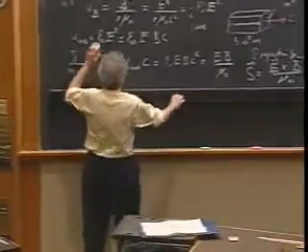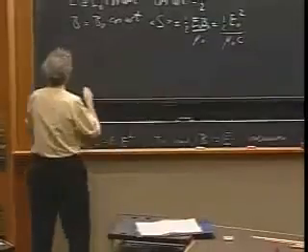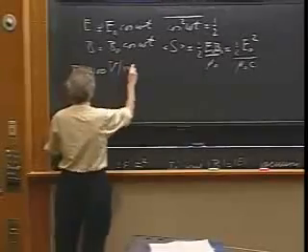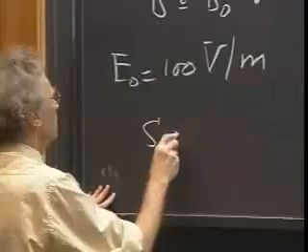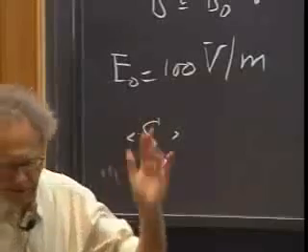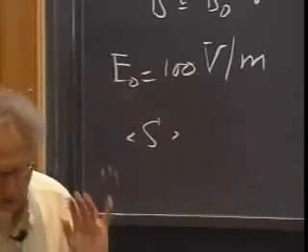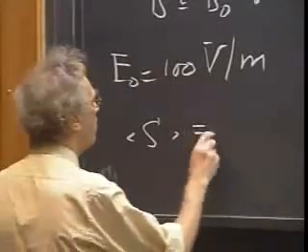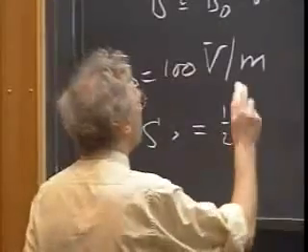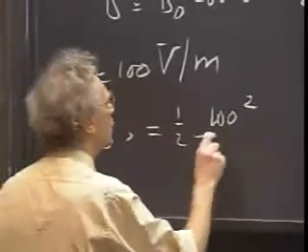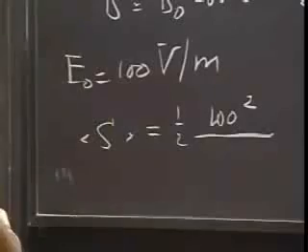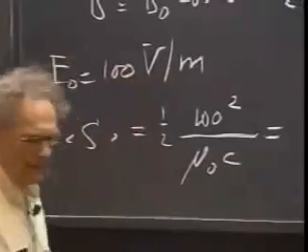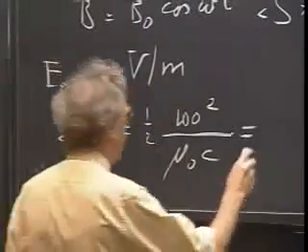So let's take an example. Suppose we have an electromagnetic wave whereby E0 were 100 volts per meter. Then I can calculate, and it is a traveling electromagnetic wave, the average value of the Poynting vector. That would become 1/2 times 100 squared divided by mu0 times C. And if you do your homework on that, you will find that it is 13 watts per square meter.